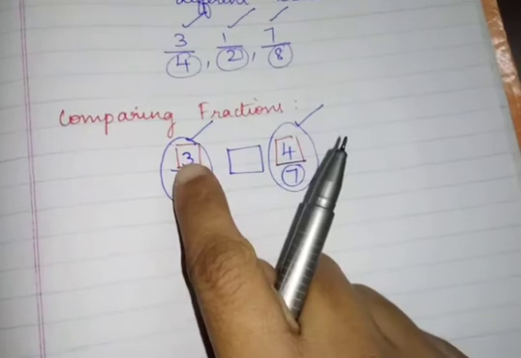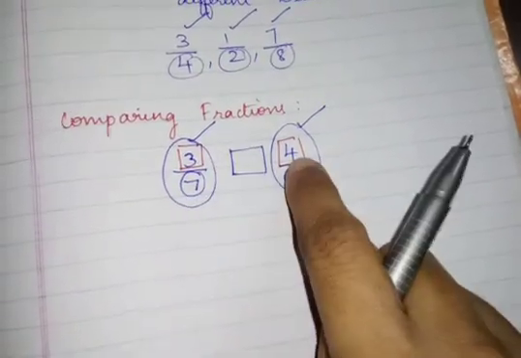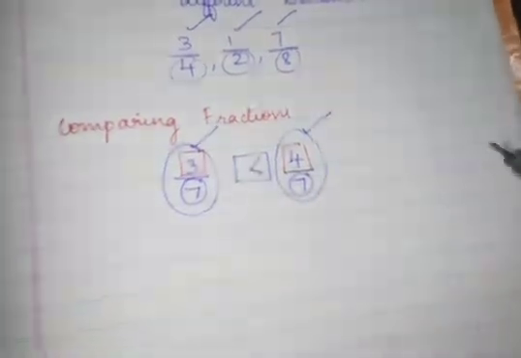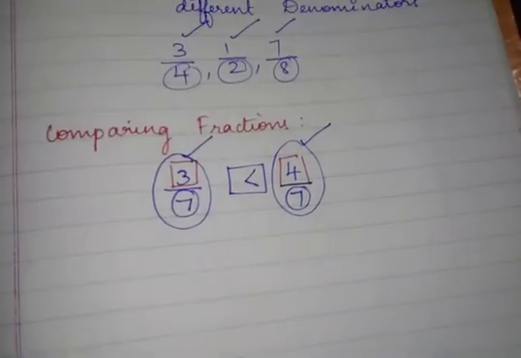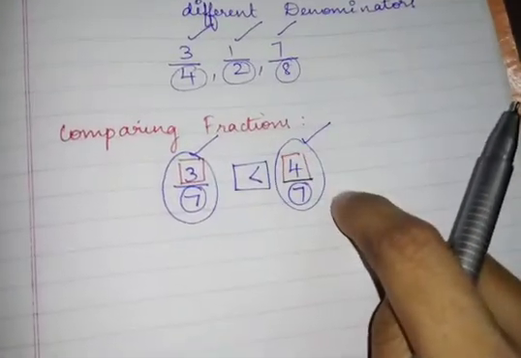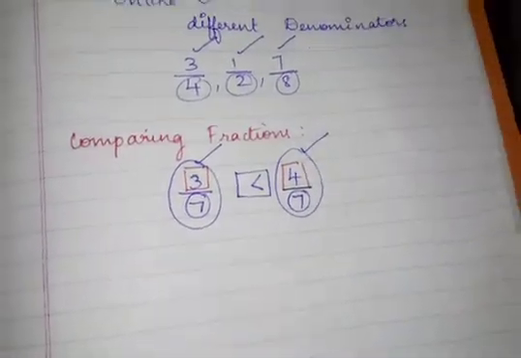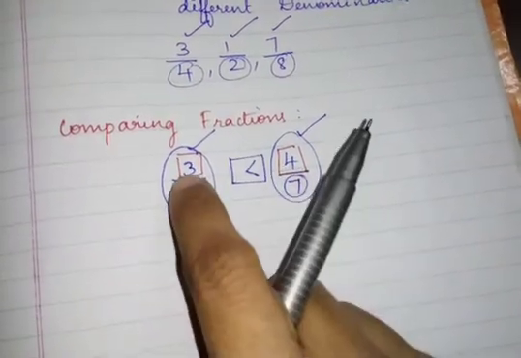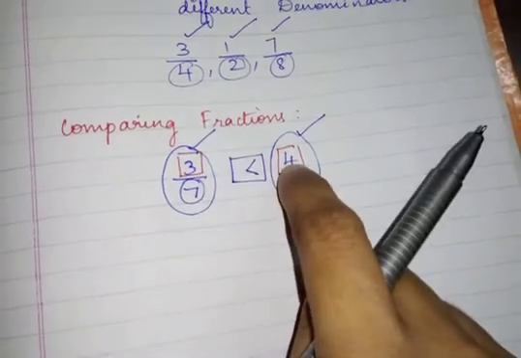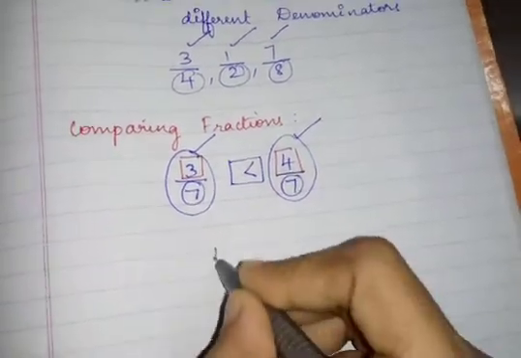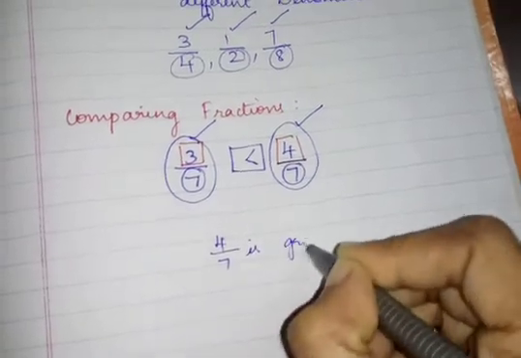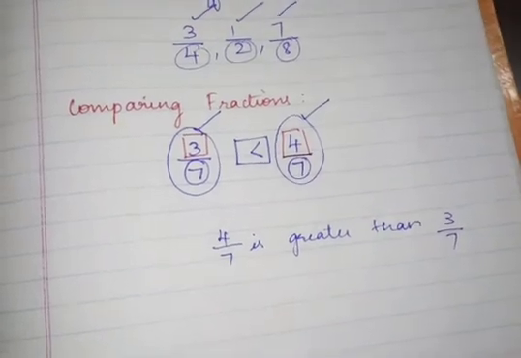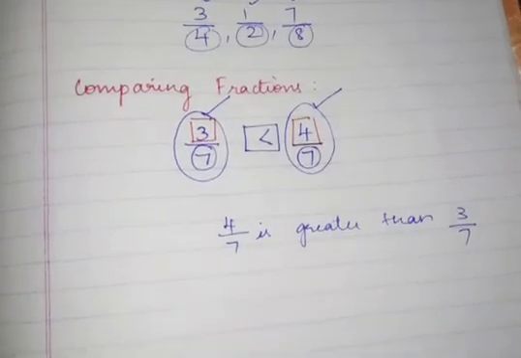So when you compare the numerators 3 and 4, which is greater? 4. So obviously 4 by 7 is greater than 3 by 7, because 3 by 7 and 4 by 7 are like fractions, right? In like fractions, as I told you, we can compare only the numerators. In numerators 3 and 4, 4 is greater. So we can say the fraction 4 by 7 is greater than 3 by 7. This is how you can compare like fractions.